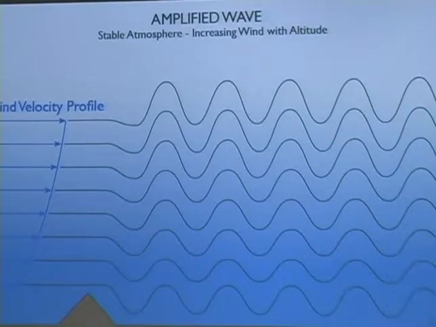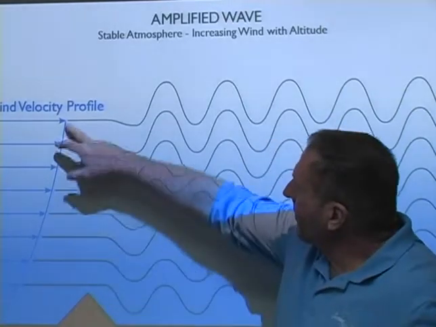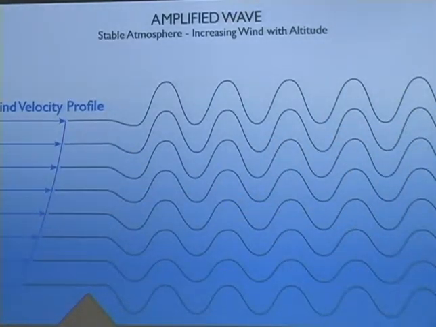We need stable air so that it doesn't go up and just keep going up like it's going to be doing today. Instead, we want stable air, and then we have to have an increasing velocity with altitude. And that will get the wave to amplify as it goes up and goes downstream. So those are the basic conditions. You need that amplification.